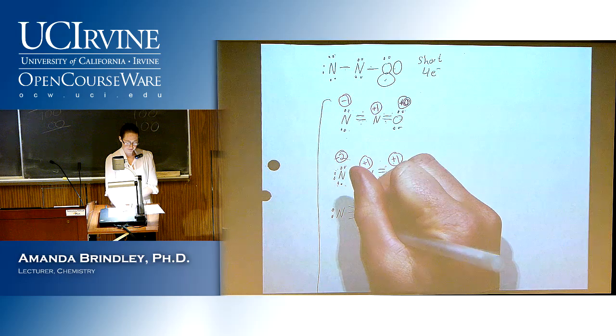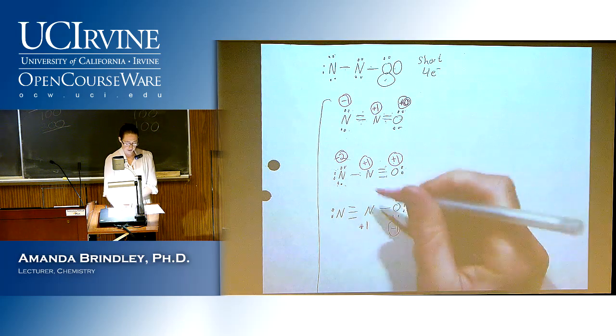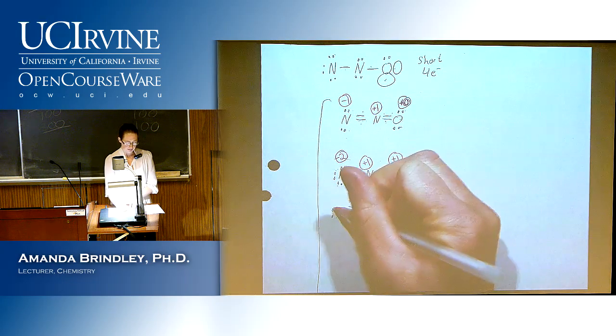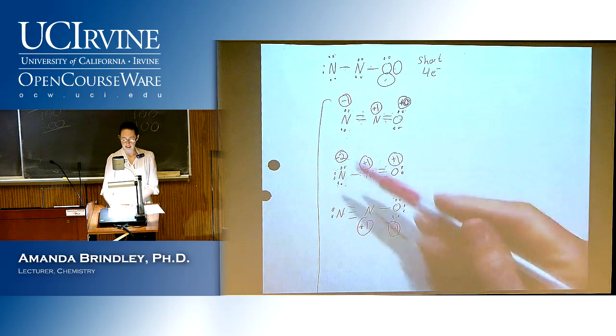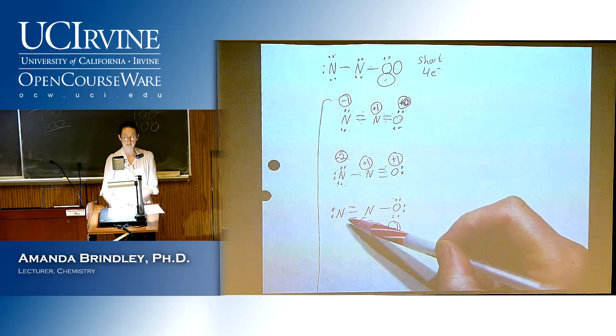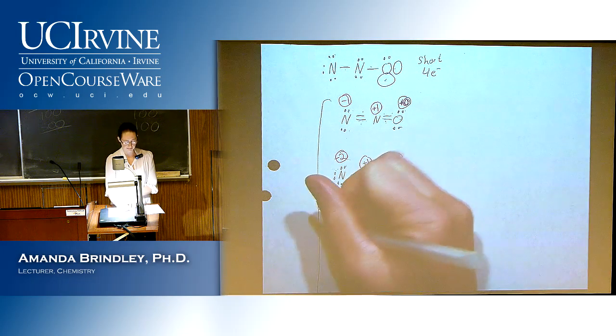+1. Over here, nitrogen has 5 valence electrons. And here it has 1, 2, 3, 4, 5. 5 minus 5 being 0.